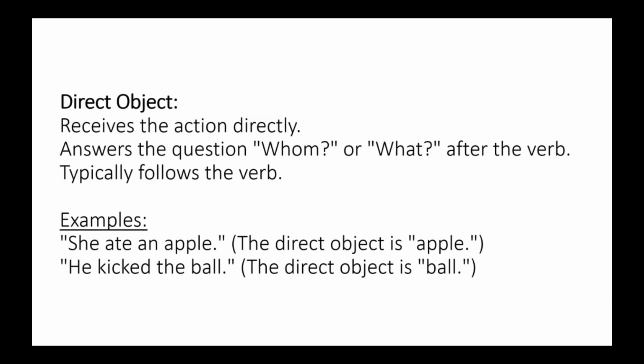So what we know is that the direct object receives the action directly. It answers the question, whom or what after the verb. And it typically follows the verb, right? But not always, like we just saw. So examples: she ate an apple, the direct object is an apple. He kicked the ball, the direct object is the ball. What did she eat? What did he kick?